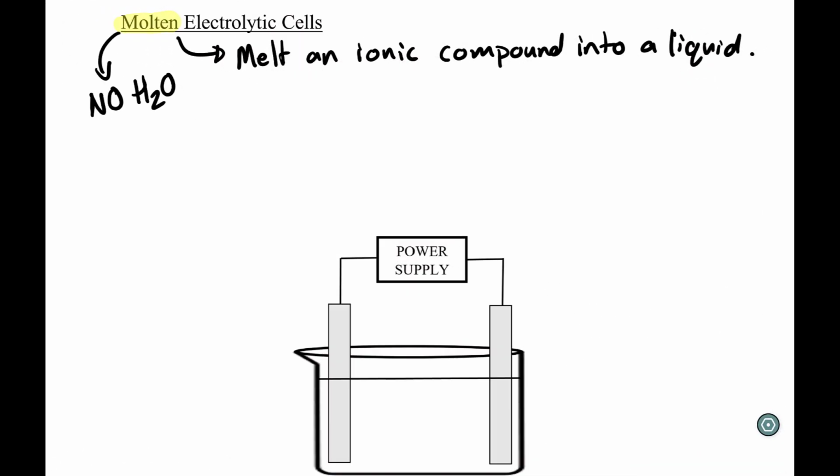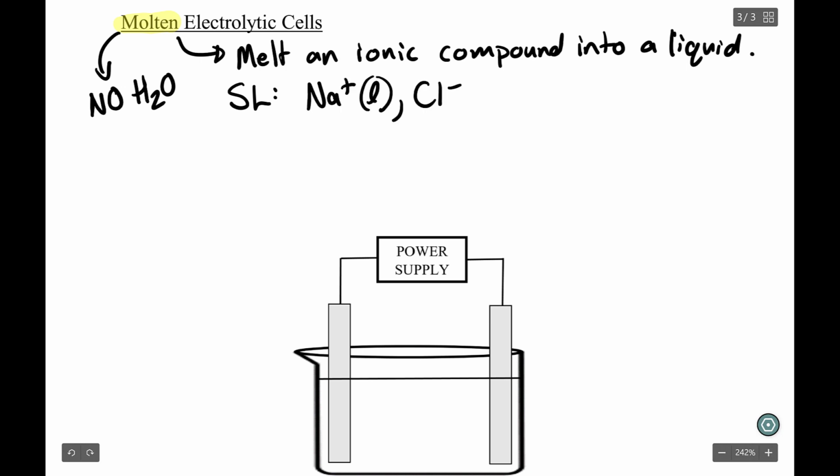So let's design a cell that is going to purify salts. So my species list would be sodium ions liquid and chloride ions liquid, because I'd use standard table salt, sodium chloride. What you'll notice is there's no water here. So in the question, it would be very clear that this is a molten cell, and they could show that by saying the word molten or actually expressing it in terms of the ions being in the liquid form.